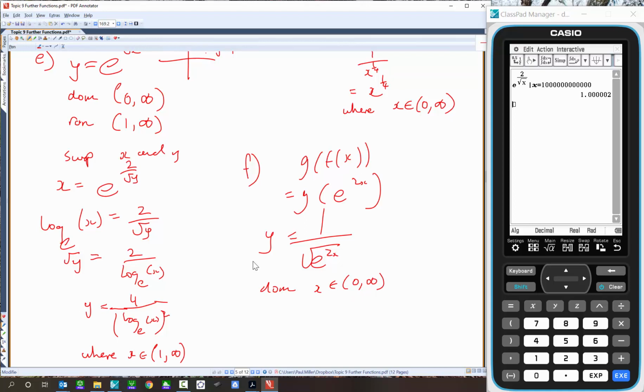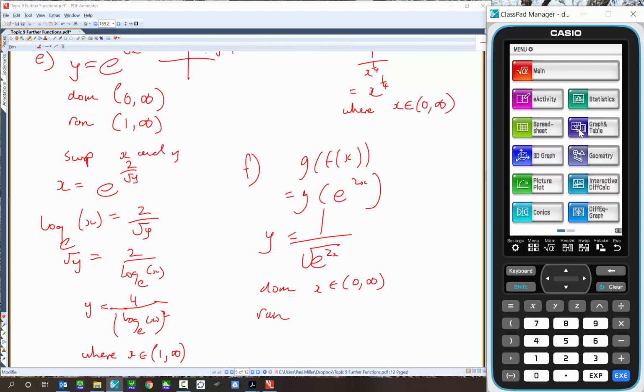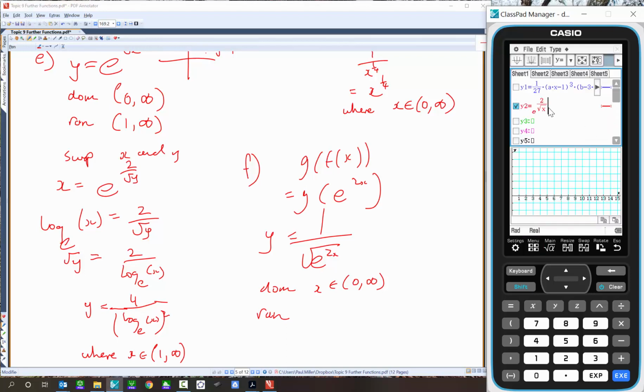Our range, whoa, that's going to be hard. Range, 0 is 1. I'm not sure. This is another sort of unfamiliar function, so I'm pretty comfortable graphing this to check it out. Over shift root, shift 4. Let's have a sneak peek.